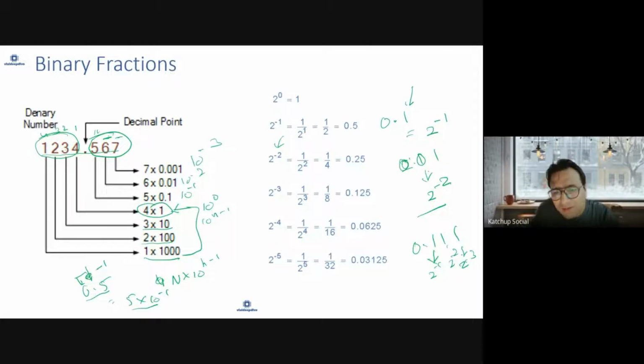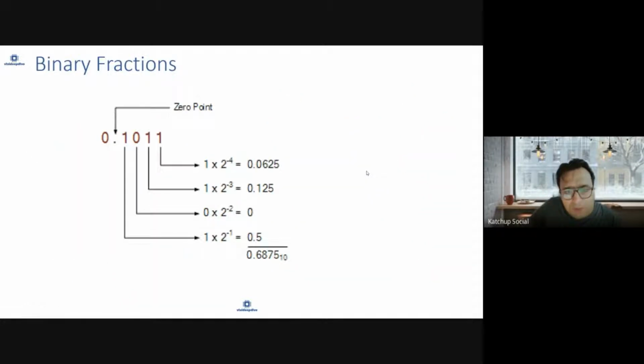So let's understand this in a little bit more detail. This is the basic concept. So let's say you have this binary fraction, okay? Numbers on the left hand side of the decimal will increase like 2 raised to power 0, then 2 raised to power 1, 2 raised to power 2, depending upon the place. So this is 0th place, first place, second place, and so on. On the right hand side of the decimal, they'll decrease by 2 raised to power minus 1, 2 raised to power minus 2, 2 raised to power minus 3, and 2 raised to power minus 4.